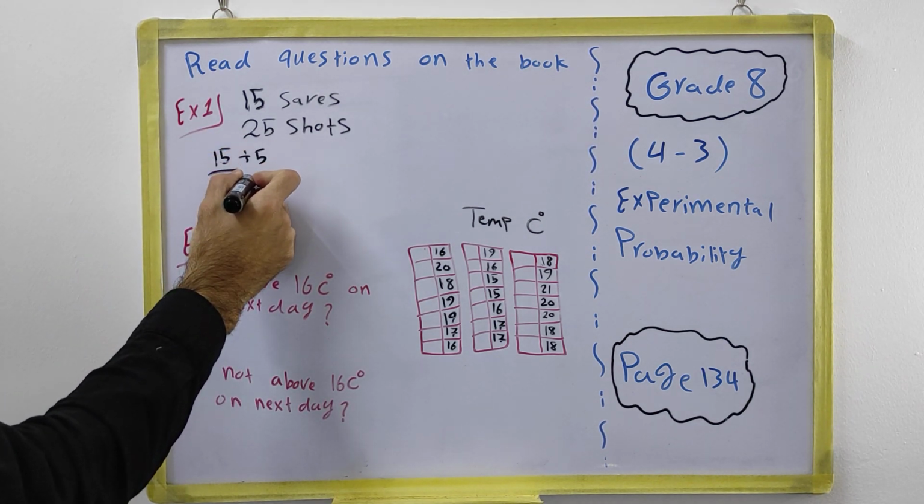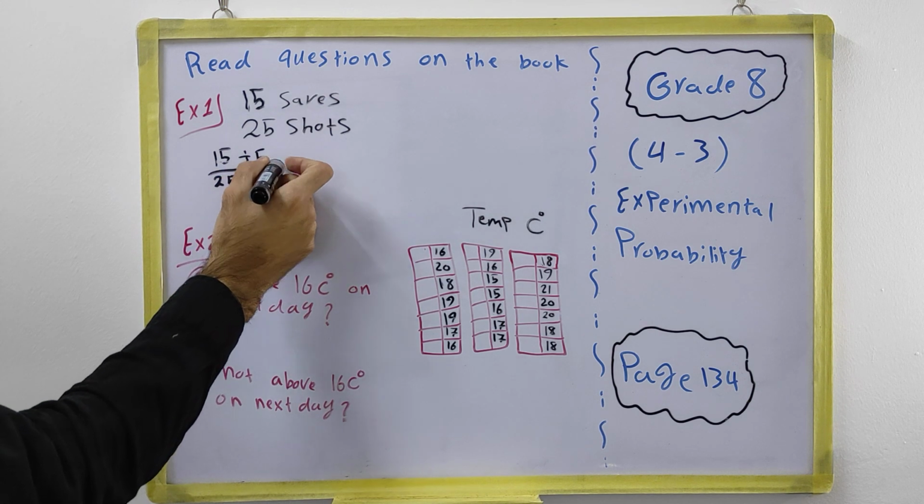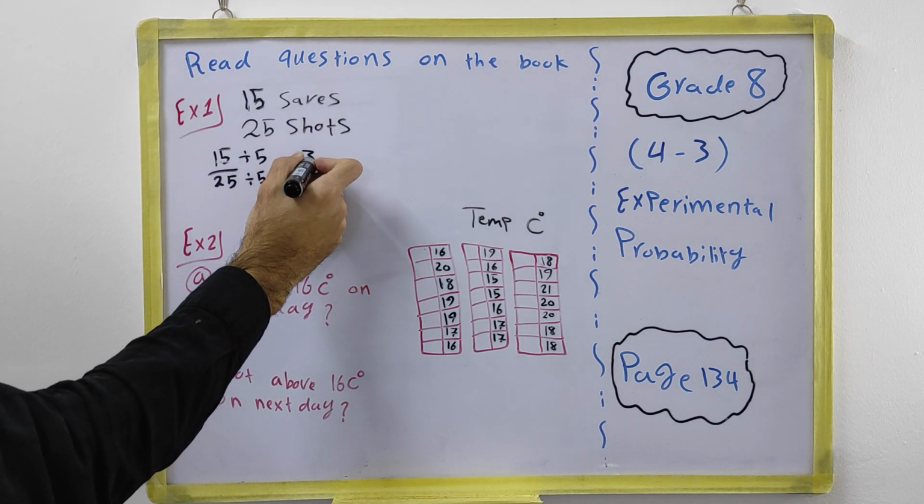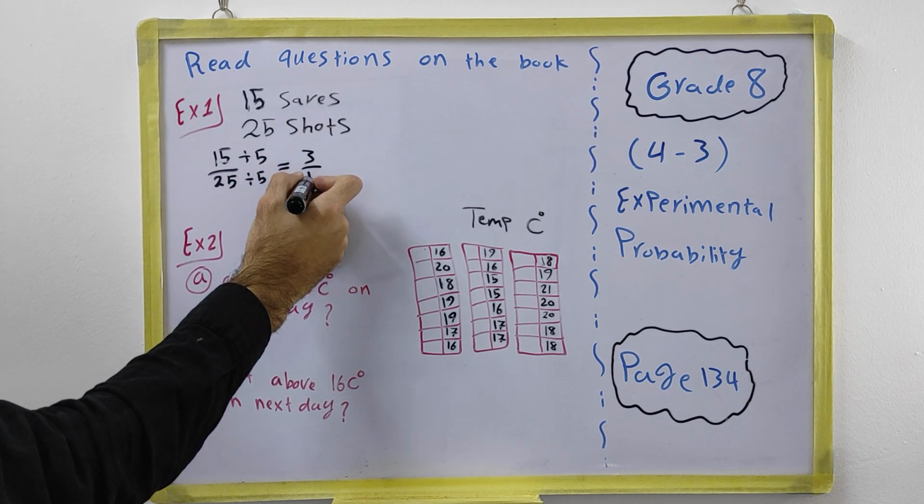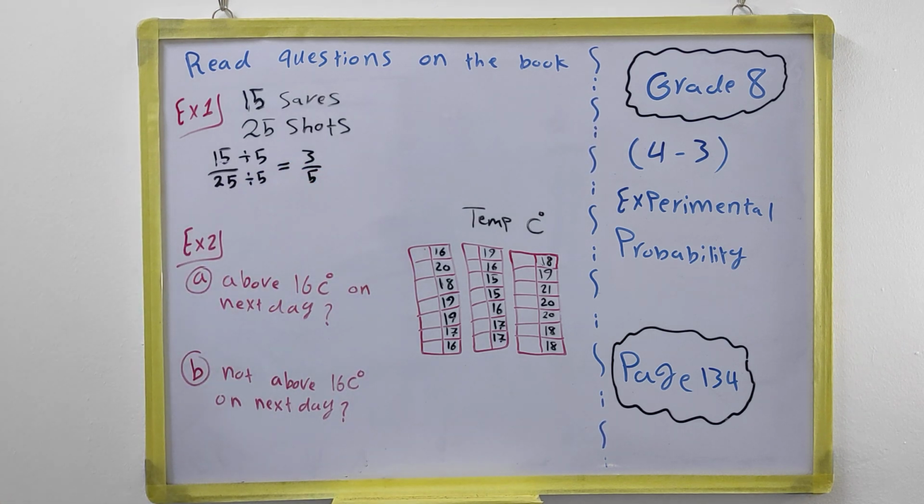and it can be simplified. Both of them can be divided by 5, so it is 3 over 5. This is as a fraction, and the question asks you to write it as a decimal and as a percent as well.